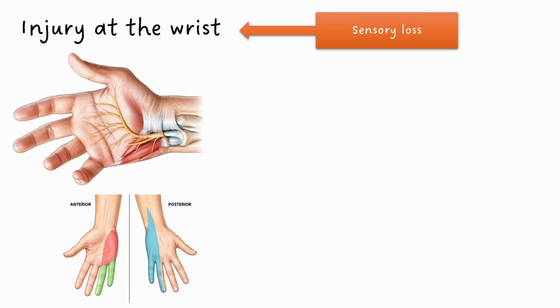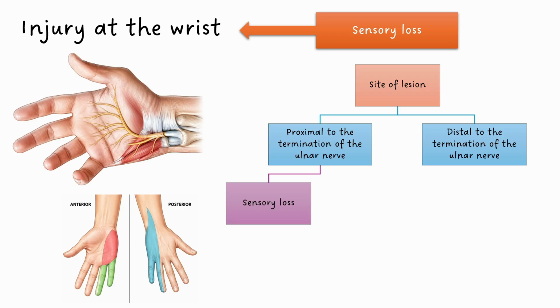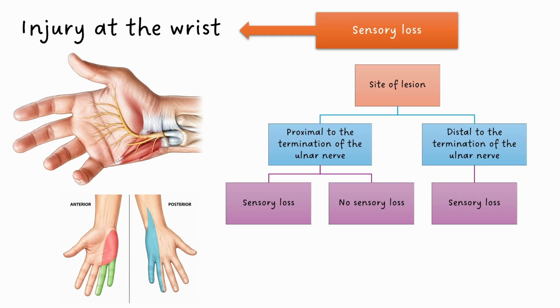The sensory loss due to injury of the ulnar nerve at the wrist depends upon the site of lesion, whether it is proximal to the termination of ulnar nerve or it is distal to the termination of the ulnar nerve. So depending upon the lesion, we may see sensory loss or no sensory loss, based on the distribution of the ulnar nerve and the site of the lesion. Even if the injury is distal to the termination, we still see sensory loss in certain areas. So let's see where the sensory loss is and where there is no sensory loss.